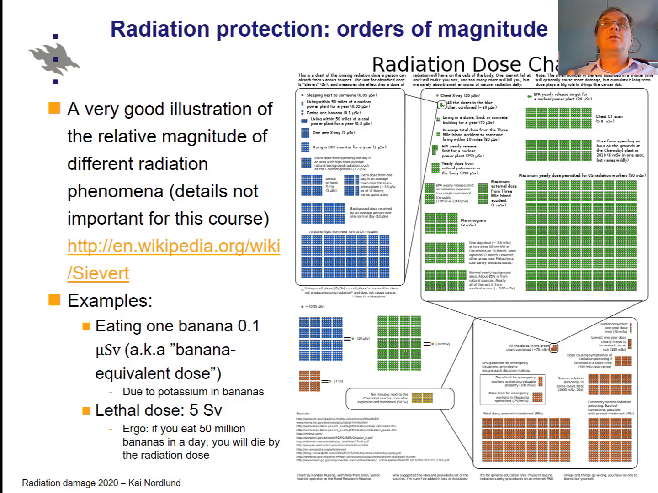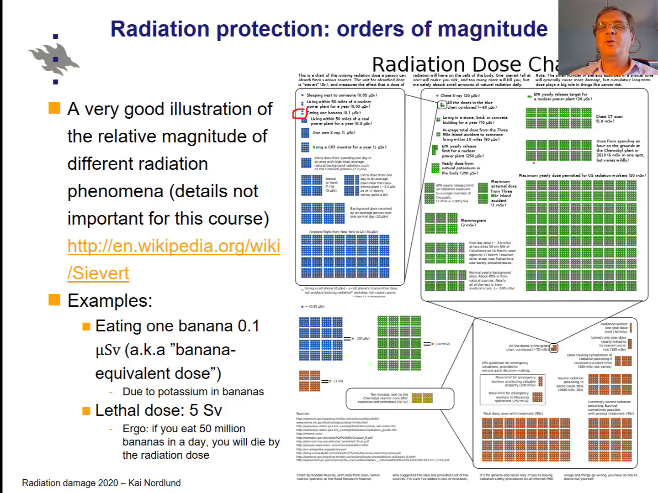And as said, this is not a course on radiation protection, so we won't go into more detail on this, except to show that if you're interested in understanding the orders of magnitude, the Wikipedia page on Sievert has a very nice chart on radiation dose, which starts from extremely small exposures, like eating one banana, which actually does give you radiation, because bananas contain a good deal of the element potassium, and potassium has a radioactive isotope potassium-40, which exists in bananas, so that makes bananas a radiation source.